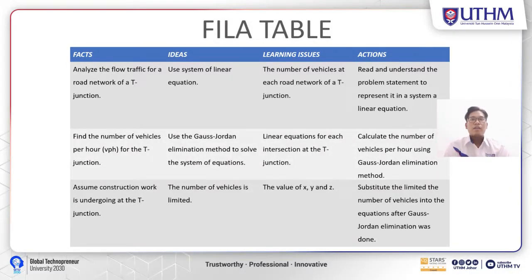For fact number 3, assume construction work is undergoing at the T-junction. The idea of the fact is the number of vehicles is limited. The learning issue is the value of x, y, and z. And the action, we substitute the limited number of vehicles into the equations and the Gauss-Jordan elimination method is done.